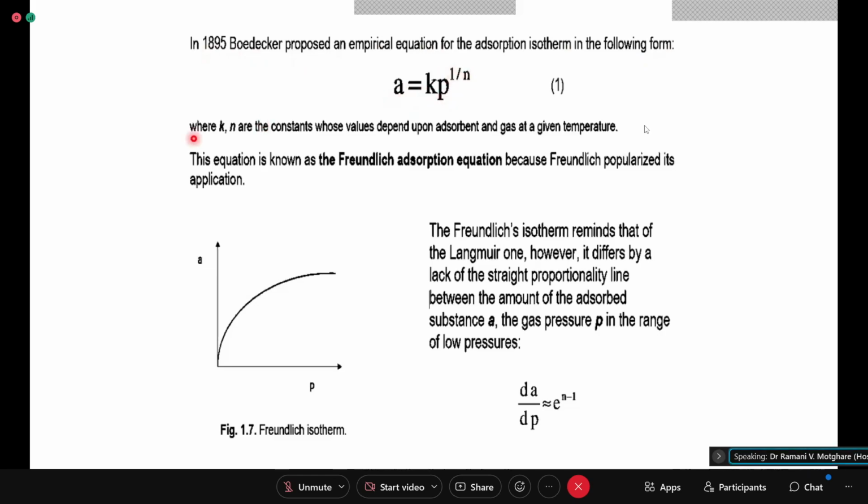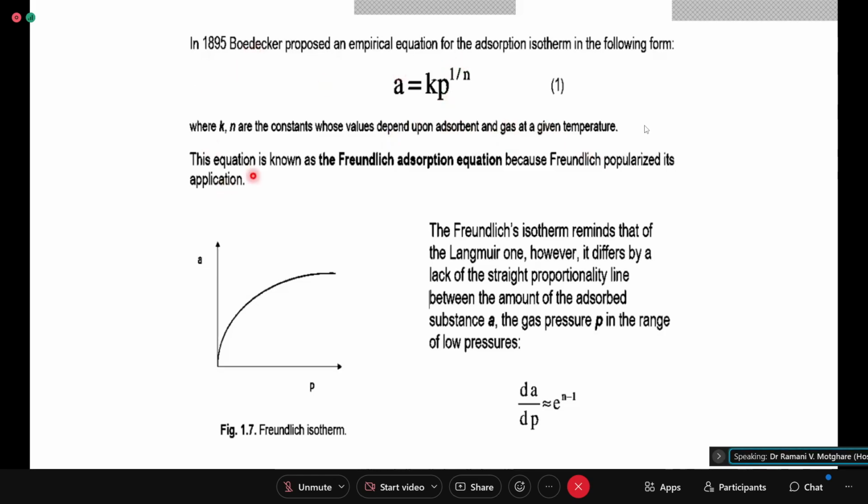where K and N are constants whose values depend on the adsorbent and the gas at a given temperature. So you have an adsorbent, that is the solid material, and the gas, that is your adsorbate. So it will depend on the adsorbent, and it will depend on the adsorbate. This was the very first equation given by the very first person.